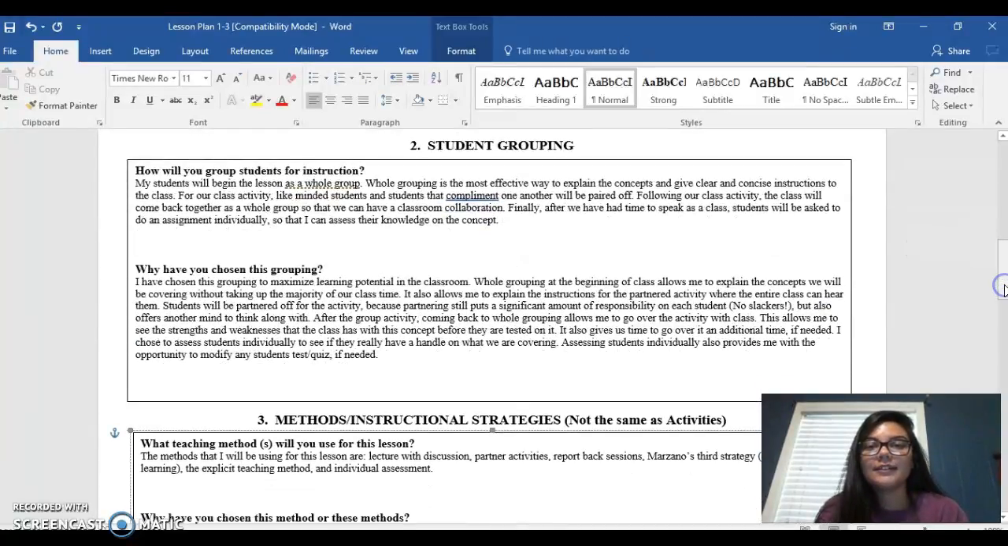Student grouping. For this project, my students will begin the lesson as a whole group. I think that whole grouping is the most effective way to explain concepts and give clear and concise instructions to the class. Then students will break off for a class activity. For class activities, I like to pair like-minded students or students that complement one another, and that'll play more into our students with 504 plans and IEPs. Following the class activity, I will bring the class back together so that we can have a classroom discussion.